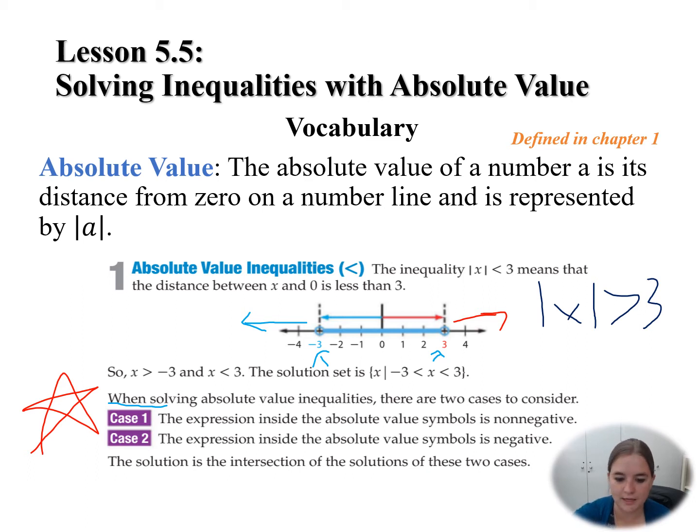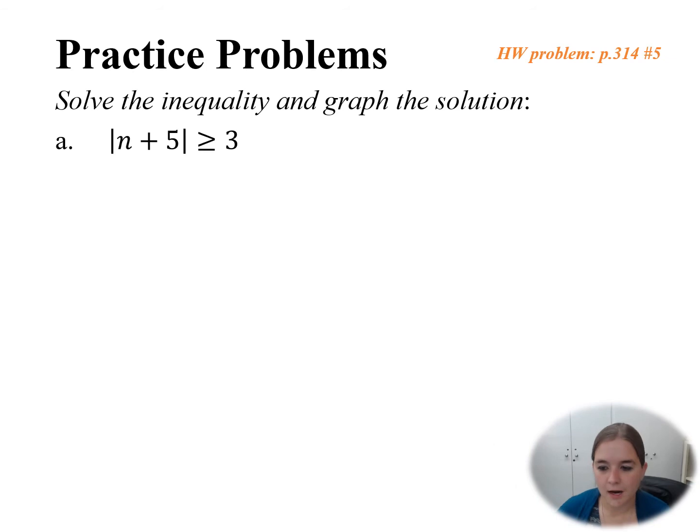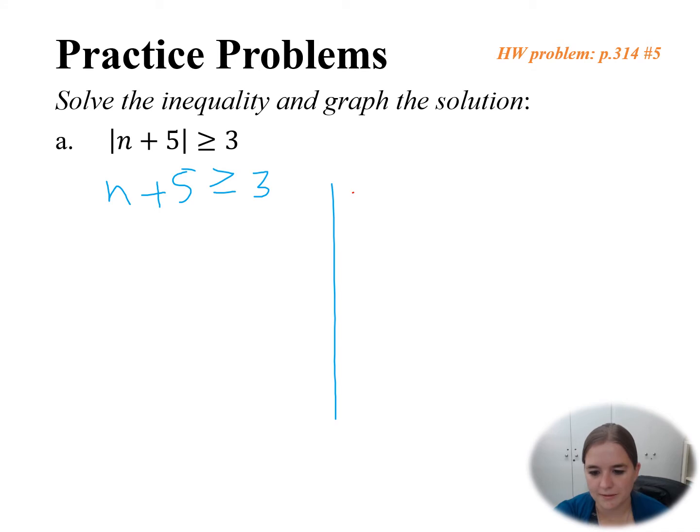So in your notes, you should have this sentence written and then these two bullet point ideas and this sentence at the bottom, because this is going to be really helpful as we move forward to practice. Our first practice problem is really your first homework problem on this assignment, page 314, number 5. What I need to do is first break it up into the two cases. In case 1, my stuff inside the parentheses is positive, so I don't need to change anything about it. But my case 2 situation is when the inside is negative.